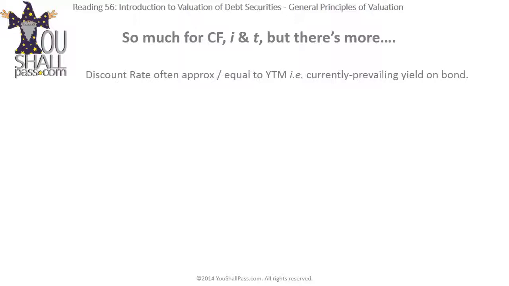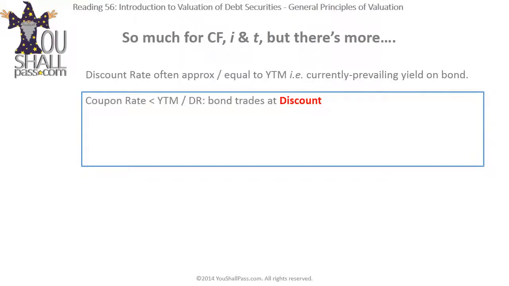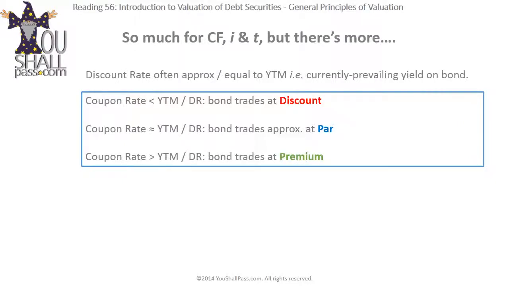And this leads directly to the price of the bond. The axiomatic rule of thumb is that if the coupon rate on the bond is less than the yield to maturity, or the YTM, the bond will trade at a discount. And if the coupon rate is equal or approximately equal to the YTM, then the bond will trade more or less at par, or 100 to face value. And if the coupon rate is greater than the YTM, then the bond will trade at a premium, or above face value or par value.